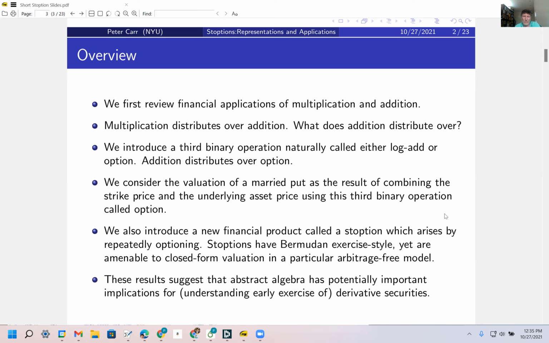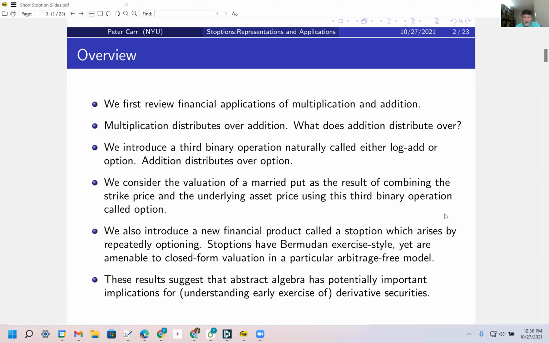We'll want to value this married put, and we'll do so by thinking of it as combining the strike price with the underlying security price today. This way of combining the two numbers is a binary operation, so it keeps the numbers in the same set. We'll call this binary operation option. So we're going to introduce a new financial product called a stoption. That's what's in the title. It arises by repeatedly optioning. Stoptions have a Bermudian exercise style, and yet are amenable to closed form valuation.